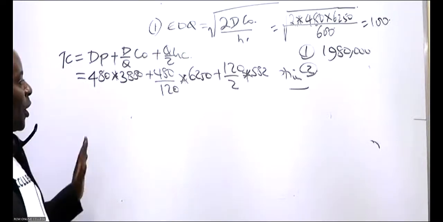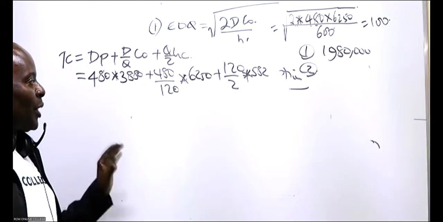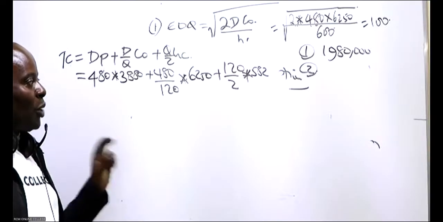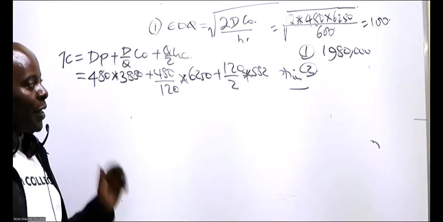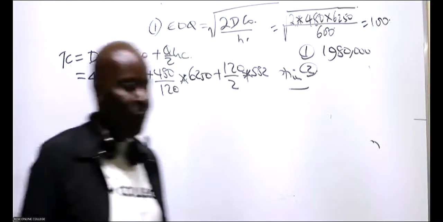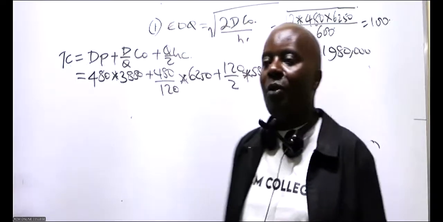So you just use your calculator once. You say 480 times 3880 plus 480 divided by 120 times 6250 plus 120 divided by 2 times 582. Then you give me the total cost there.